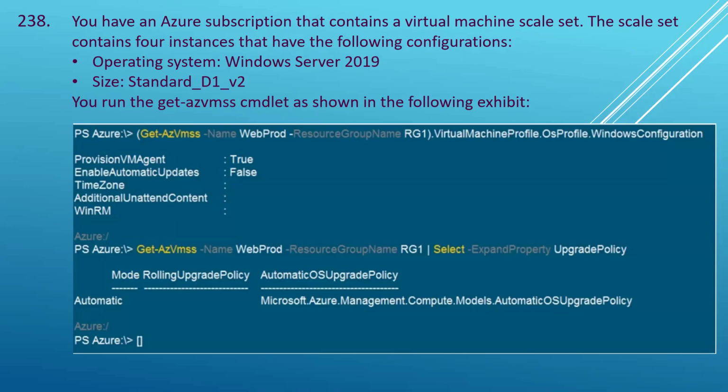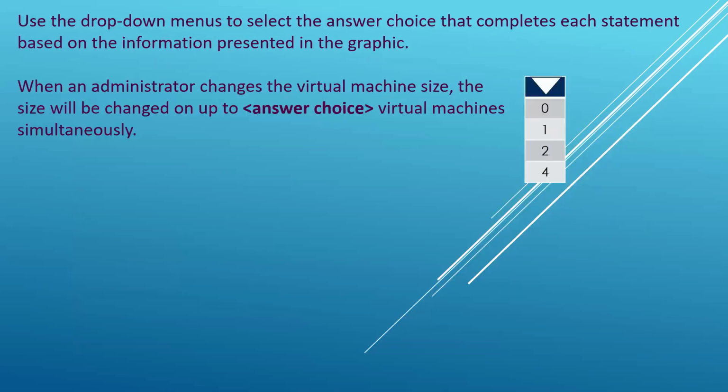You run the Get-AzVmss cmdlet as shown in the following exhibit. Now there are 2 commands that are being executed. One is more focused around virtual machine profile, OS profile, and the second one is more focused around upgrade policy. Let's look at the next part of this question. Use the drop-down menus to select the answer choice that completes each statement based on the information presented in the graphic which you saw on the previous screen.